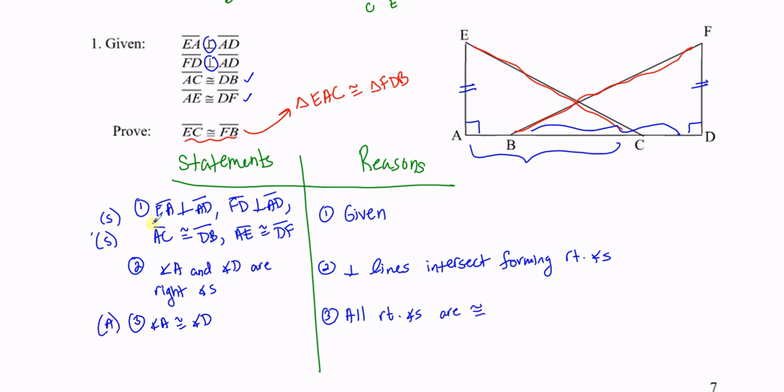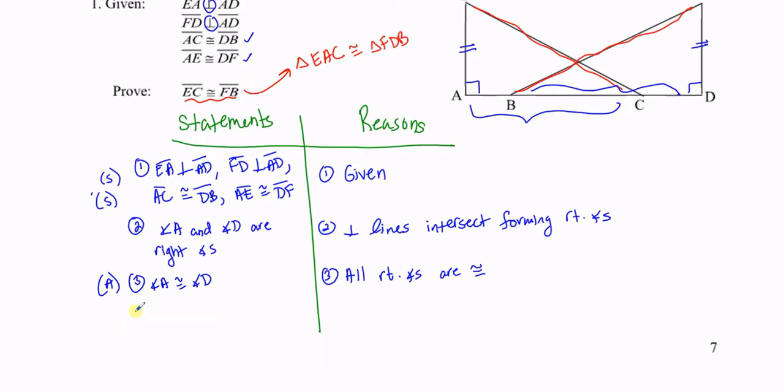Now, the order we list out the statements in our proof doesn't have to be in the order of SAS. What's important is when you look at your diagram that we have two pairs of congruent corresponding sides, and the included pair of angles are congruent. So based on our diagram, we can say that the triangles are congruent by side angle side. That's triangle EAC and triangle FDB.